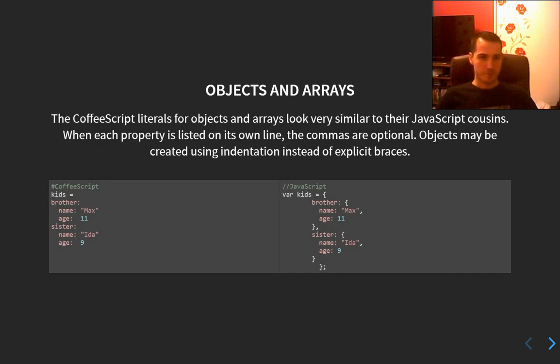Objects and arrays. The CoffeeScript literals for objects and arrays look very similar to their JavaScript cousins. When each property is listed on its own line, the commas are optional. Objects may be created using indentation instead of explicit braces.